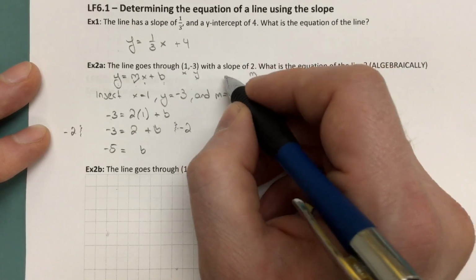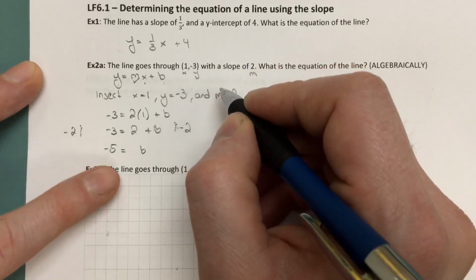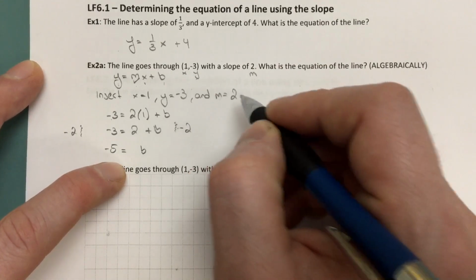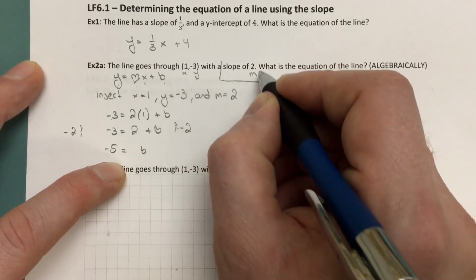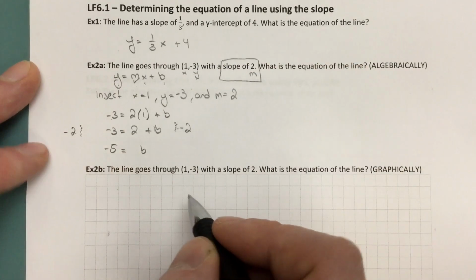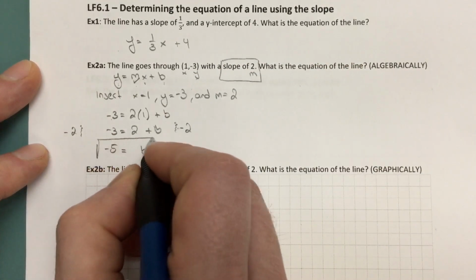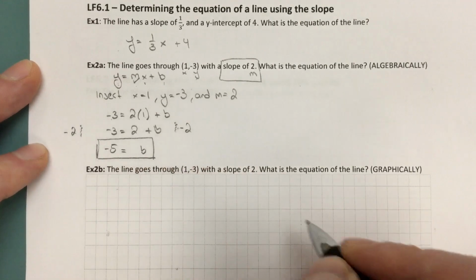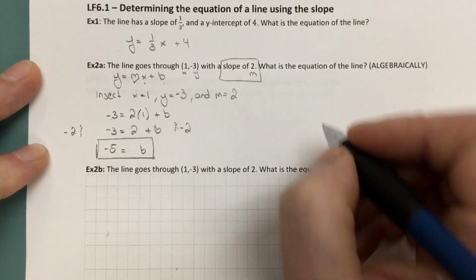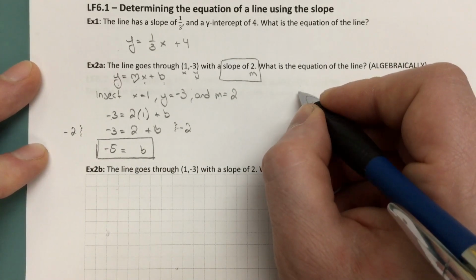So let me come back here again. This was my goal. I wanted to find out what b was, because now I have the slope of 2 and I have a y-intercept of negative 5, and that means that I can now write my equation.